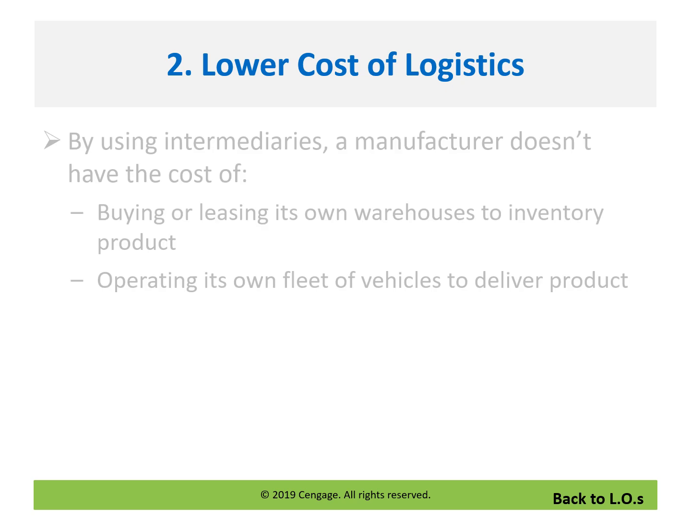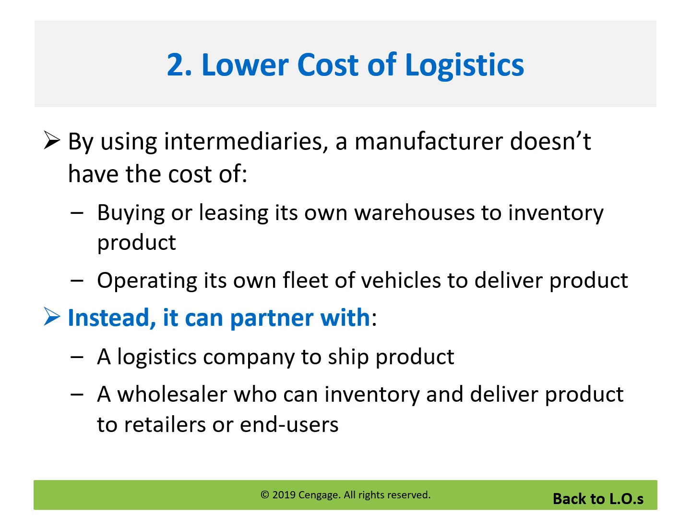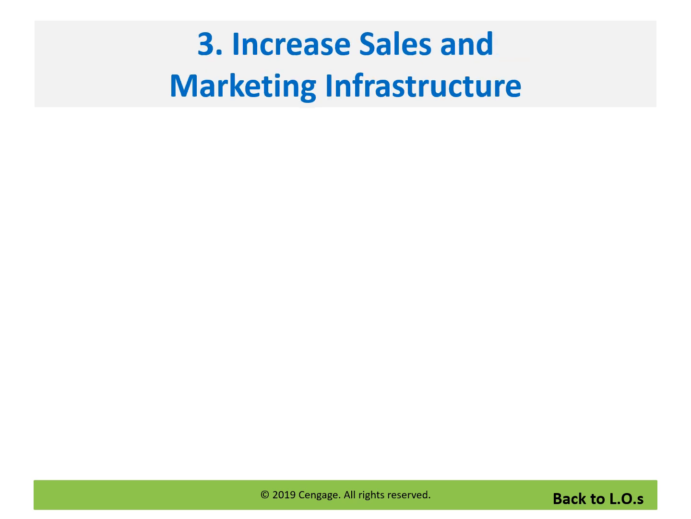Second, lower cost of logistics. By using intermediaries, a manufacturer doesn't have the cost of buying or leasing its own warehouses to inventory product or operating its own fleet of vehicles to deliver the product. Instead, the producer can partner with a logistics company to ship the products or a wholesaler who can inventory and deliver product to retailers or end users.